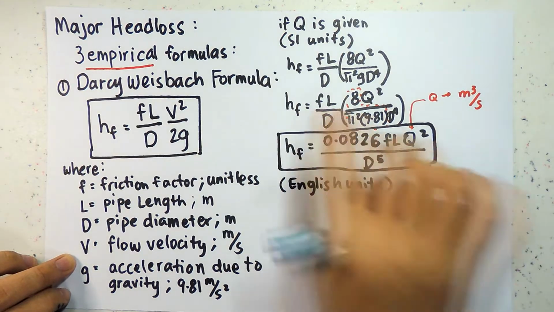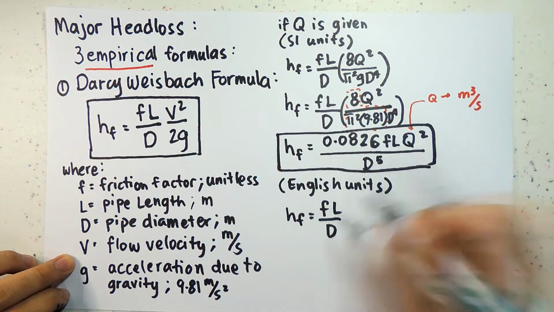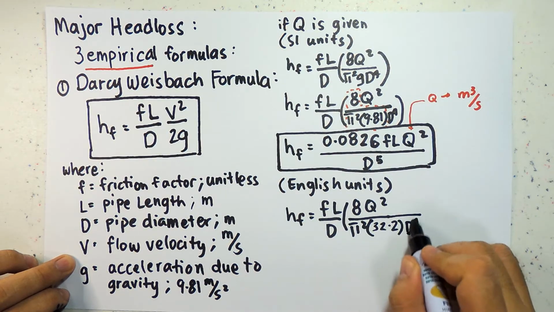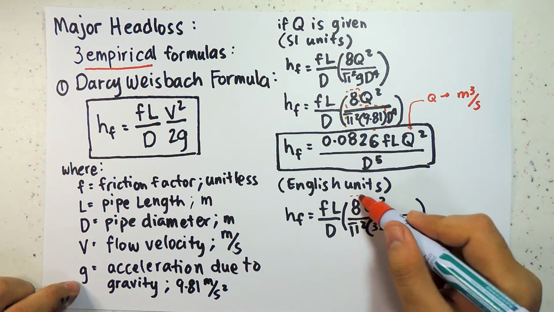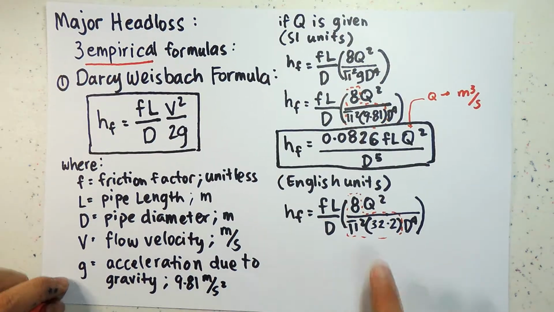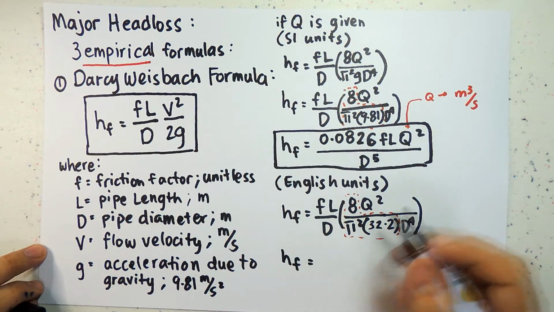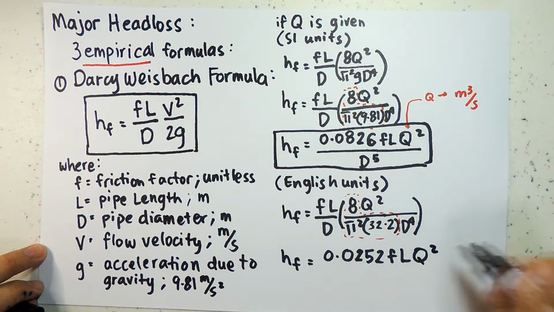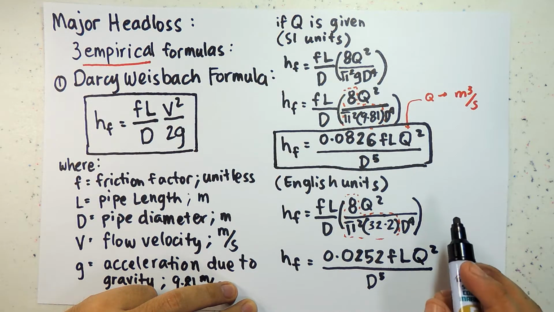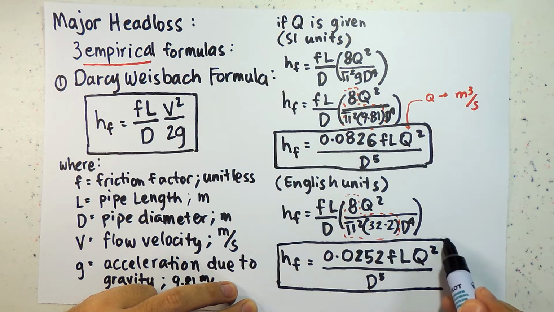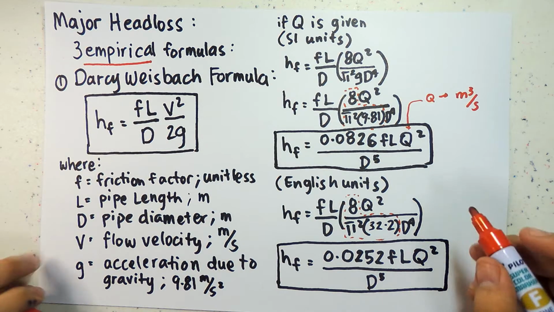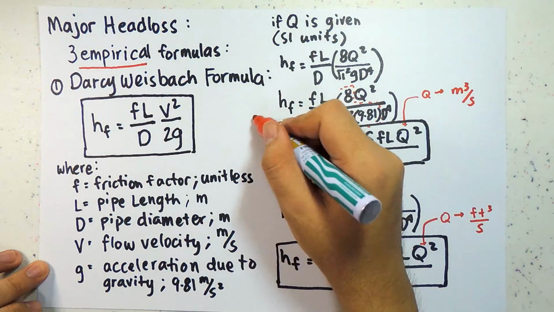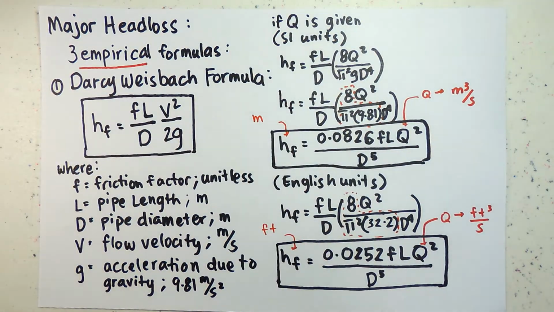So ganun din ang gawin natin para sa English units. So gamitin pa rin natin yung HF is equal to F L over D times velocity head na in terms of Q or 8Q square over pi square G D raised to 4. So para naman dito sa English units ay ibahin natin yung value ng G. So gagamitin natin yung value na 32.2 feet per second square at i-compute ulit natin yung value ng constant. So ngayon, ang makakompute natin is 0.0252. So, ang magiging formula natin would be H sub F is equal to 0.0252 F L Q square over D raised to 5. So, yung makakompute natin dito na H sub F ay in feet. Then, syempre, gagamitin natin ditong L and D ay in terms of feet din. So, yung Q naman na gagamitin natin for this formula should be in terms of cubic feet per second.